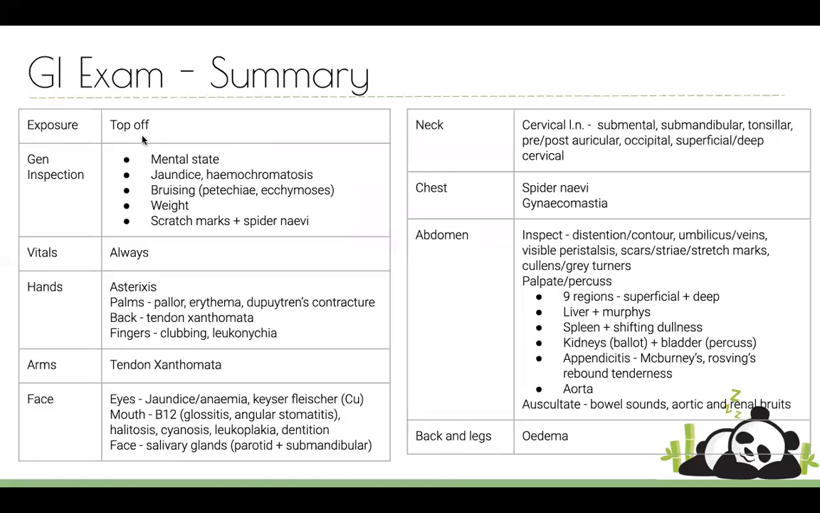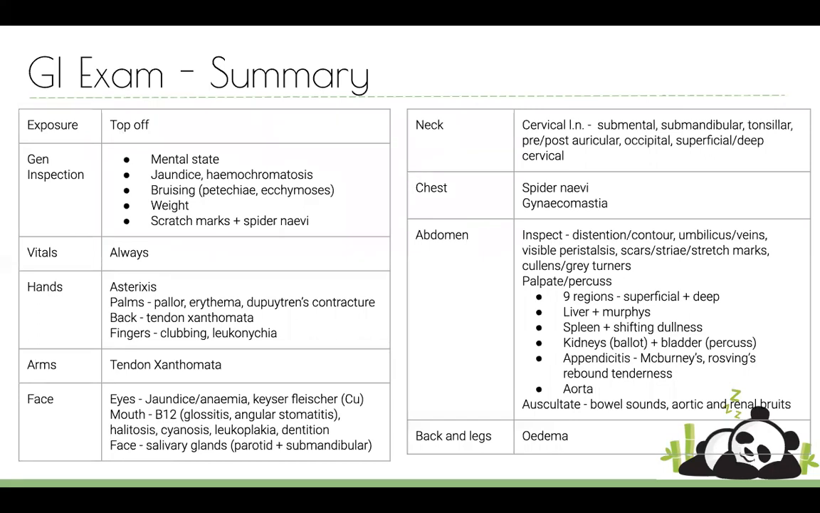In terms of exposure, you need their top off. Usually you need their pants down a little bit because you want to see the whole abdomen. And then on general inspection, look for these five-ish things. So think kind of top to bottom. So start with top. So mental state by the head because of hepatic encephalopathy, all those toxins building up, making them confused. Jaundice and hemochromatosis are like skin changes.